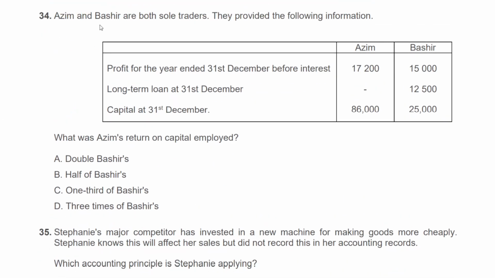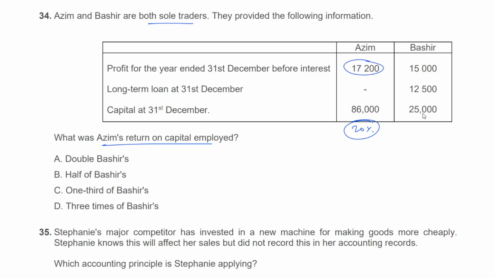Number 34. Azim and Bashir are both sole traders. They provided the following information. What was Azim's return on capital employed? Profit for the year ended 31st December before interest. That's for Azim. There's no long-term loan with Azim. So what was Azim's return on capital employed? Double of Bashir, half of Bashir. Let's just find it first. 17,200 over capital employed, which is 86,000. 17,200 divided by 86,000 times 100. That is 20% for Azim.